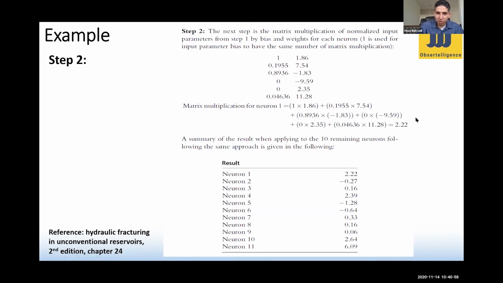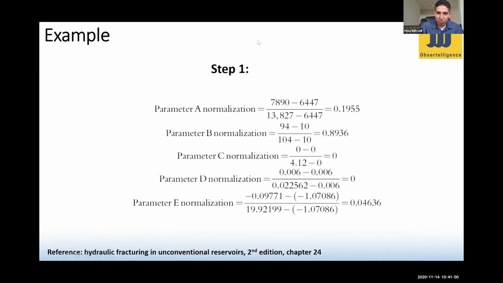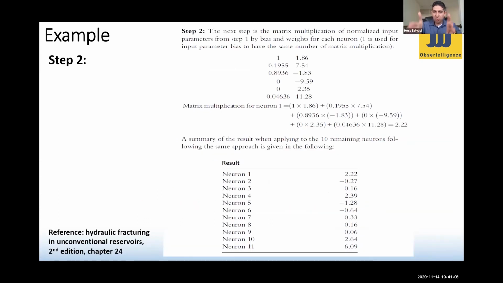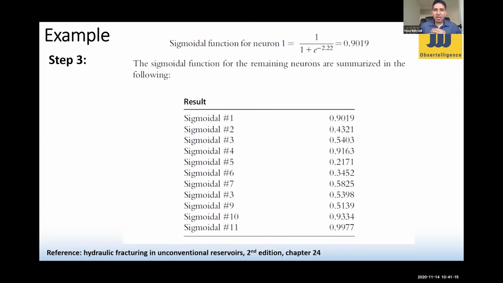Okay, so this was step 2. Step 1 was normalization. We normalized the features to be between a scale of 0 and 1. Step 2 is a matrix multiplication of your input features times your weights. Now, step 3, you apply a non-linear activation function. That is your non-linearity.